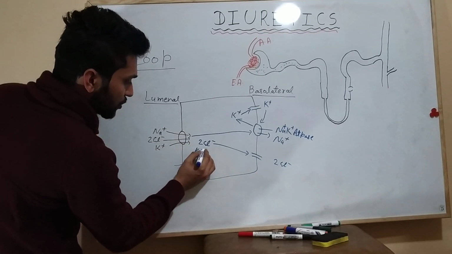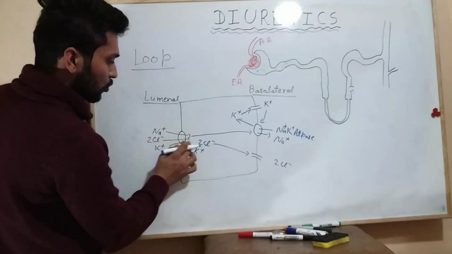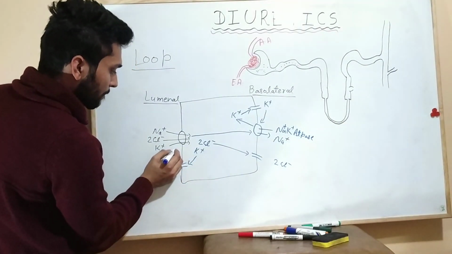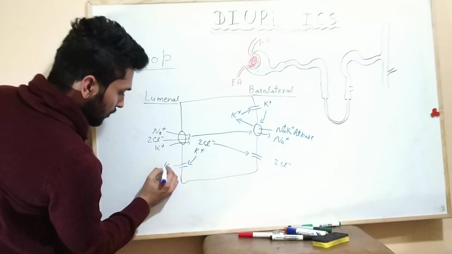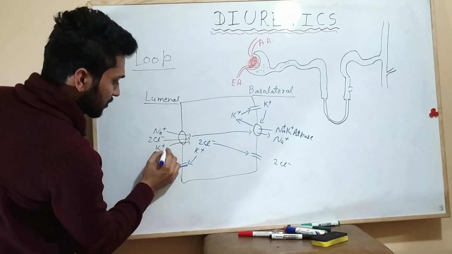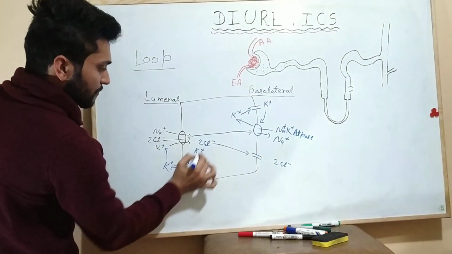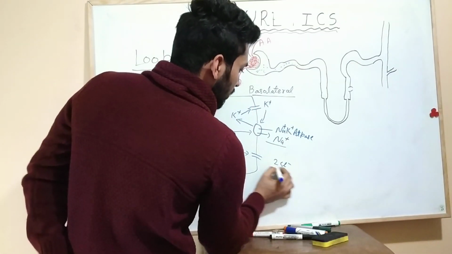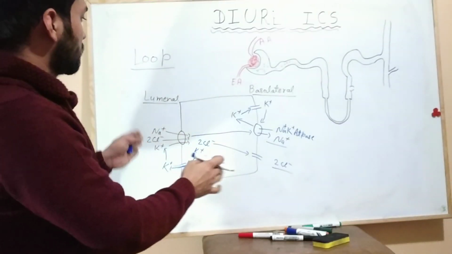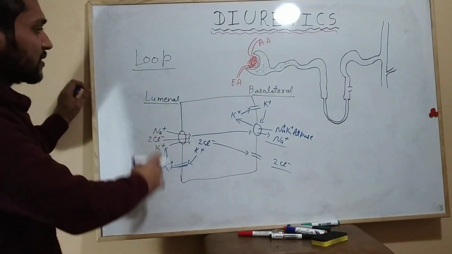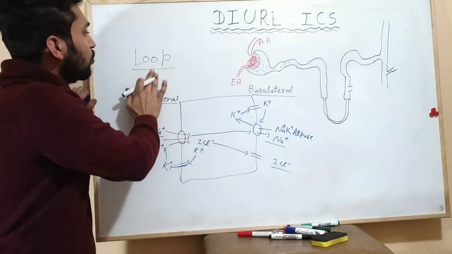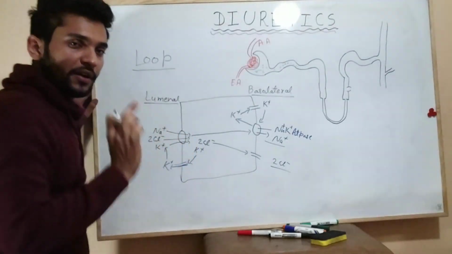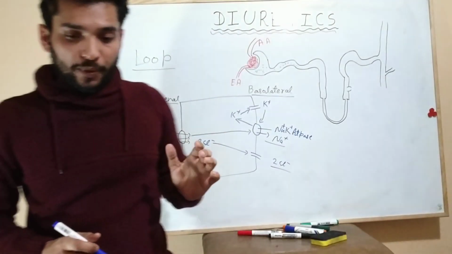So 1 sodium, 2 chlorine, and 1 potassium are here. This potassium also functions like a ring, recycling out of the cell. So here is 1 sodium and 2 chlorine. This is how the transporter works, across the luminal side and the basolateral membrane. So how do loop diuretics work? They inhibit this transporter. So this is the loop diuretics.